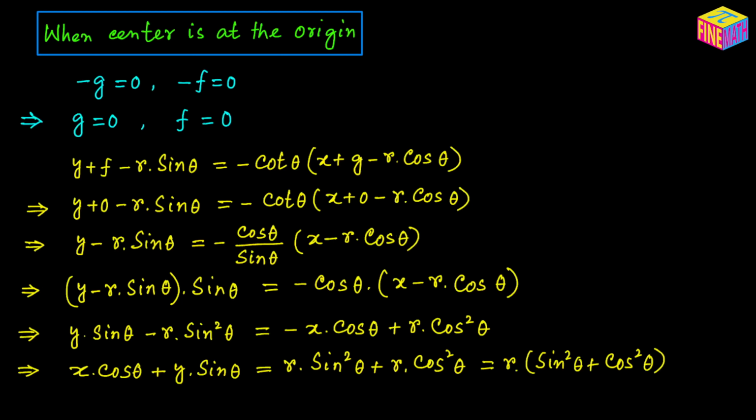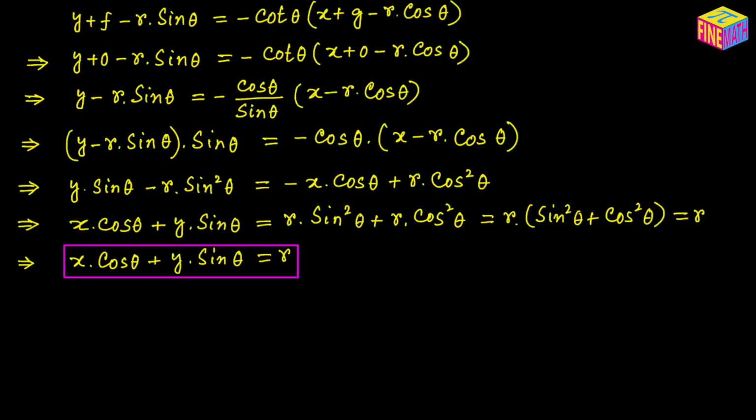Also, you know the Pythagorean identity of trigonometry that says sine squared theta plus cosine squared theta is equal to 1. So in place of sine squared theta plus cosine squared theta, I am going to use 1. So essentially the right hand side is going to be r times 1, that can be written as just r. So ultimately our equation is going to look like this, and that will be the equation of the tangent line when the center of the circle is located at the origin.